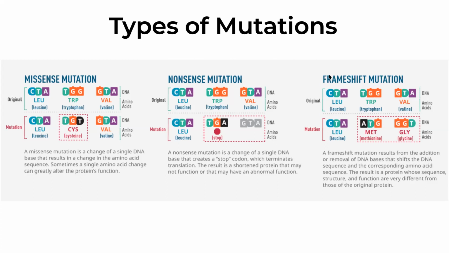And then sometimes we have a frameshift mutation. So instead of having one sequence, it will have a different sequence, but all downstream. So the downstream sequence will be different. Those are the different types of mutations.